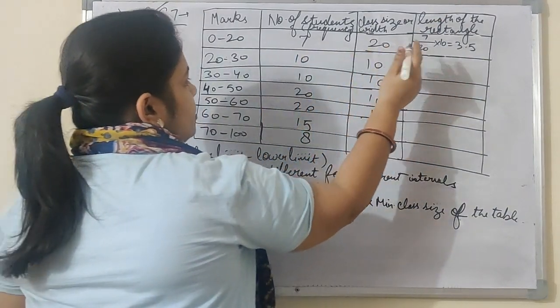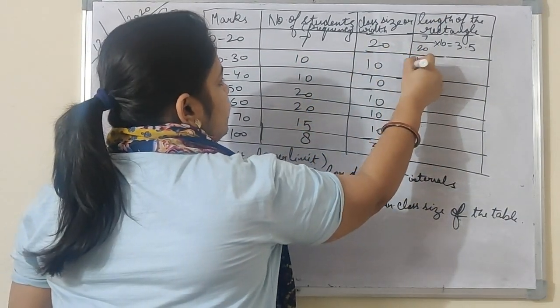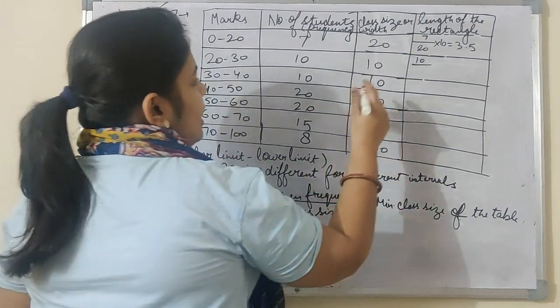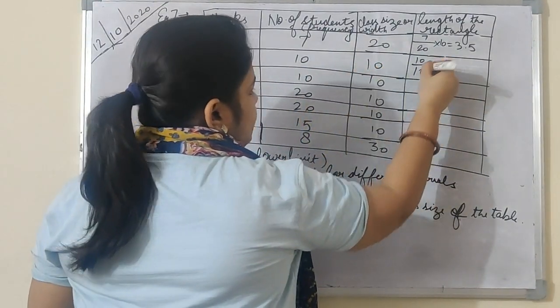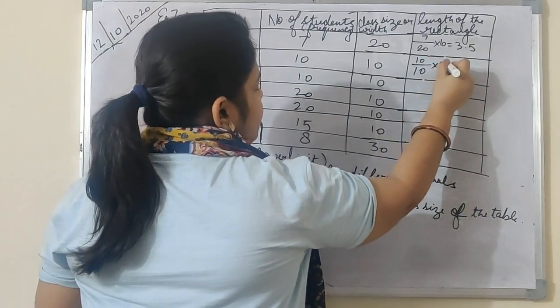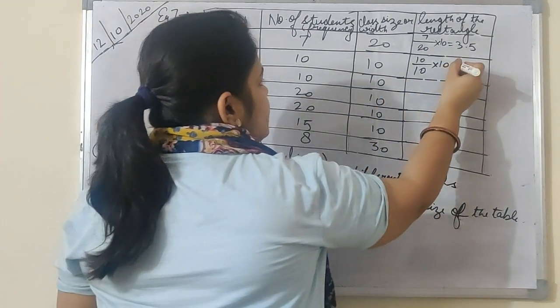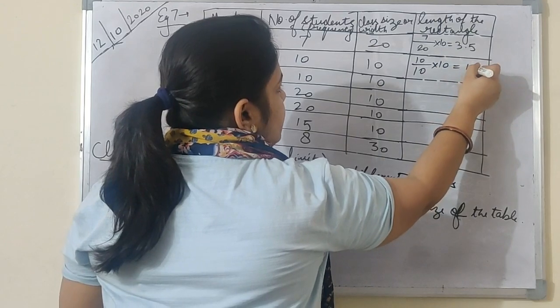Similarly for the second interval, again the given frequency 10 divided by the class size, that is 10, into the minimum class size. Now the minimum class size is 10, so the answer you will be getting is 10.